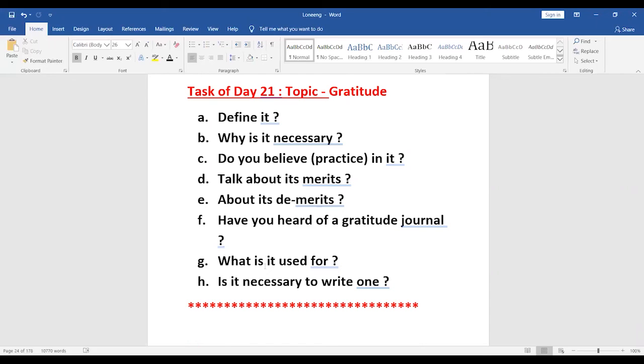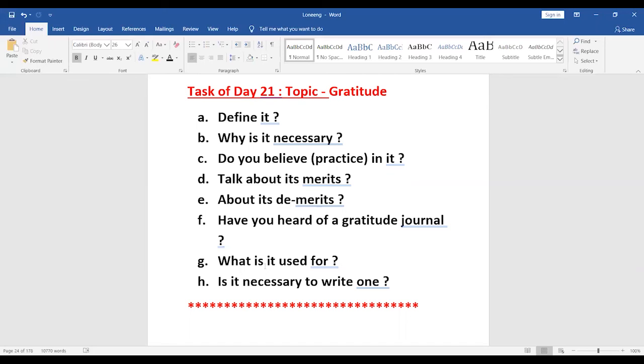Now we want you to go ahead and search what is gratitude. I do not want to know the Google definition of gratitude because I do know what gratitude is, but we want you to use your words, your style in pronouncing, and tell us what gratitude is. Do not read from paper, do not write on a script, but we want you to use your own words and your own pronunciation. So, define what gratitude is. Tell us why is it necessary? Is it even necessary? Do you believe in practicing it?